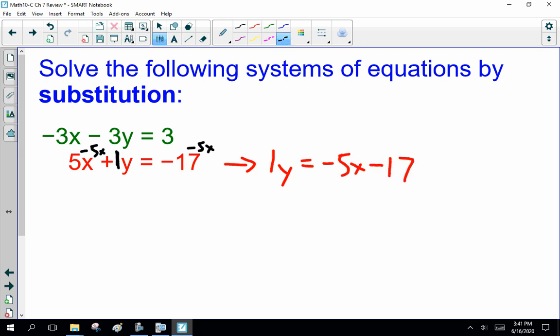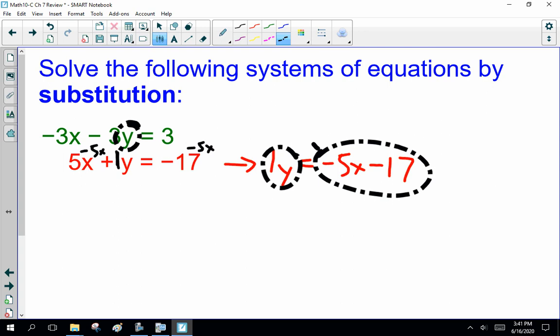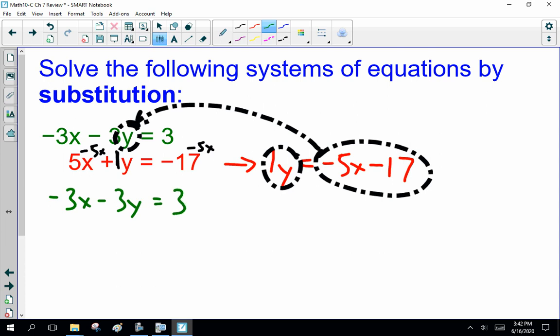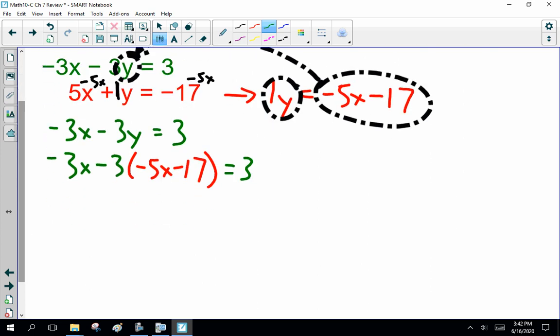Now, why do I do that? Because substitution, I go to my other equation. Every time I see y, I replace it with minus 5x minus 17. Let me show you. Minus 3x minus 3y equals 3. Minus 3x minus 3 times, not y, minus 5x minus 17 equals 3. Now that's ugly, but we all have graphing calculators.